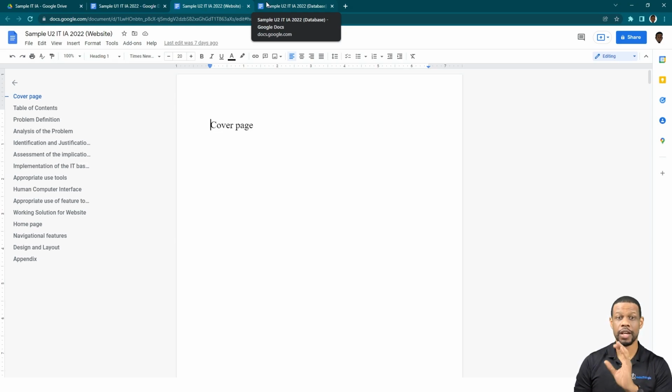So I'm literally going to copy exactly what we had from Unit 1 and put it inside here, and then I'm going to show you how we're going to modify it to meet the needs of both sides of the coin, which is the website solution and the database solution. There'll be a little back and forth between website and database, but I'll try to label it as best as possible so you'll understand that we're going to build both of the solutions that are possible for Unit 2 IA as we go along.